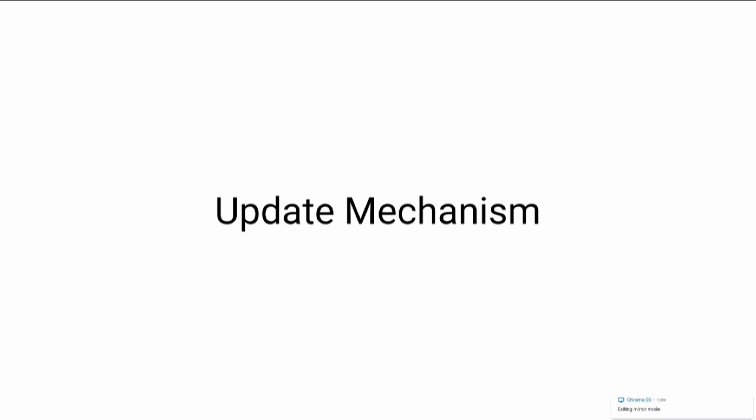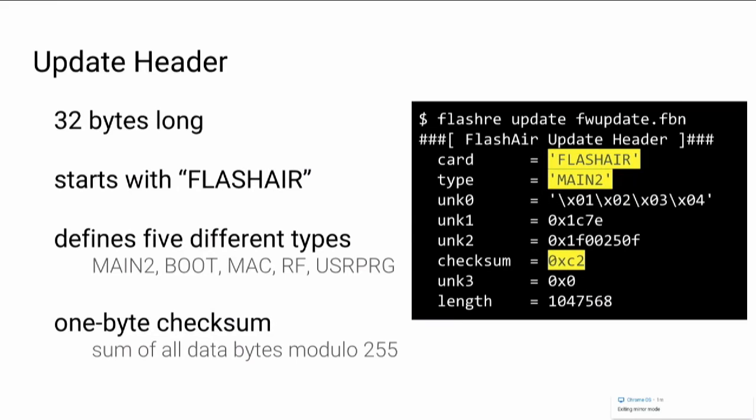The update function is way too long to be described today, so I will just focus on the important part. First, the update header is 32 bytes long. It starts with a plain text FlashR. Then it uses a keyword. We have 5 keywords that define 5 different types of updates: main2, which is the one we saw before, boot, RF, MAC, and user PRG. The checksum is really simple. It's 1 byte, and that's the sum of all bytes after the header.